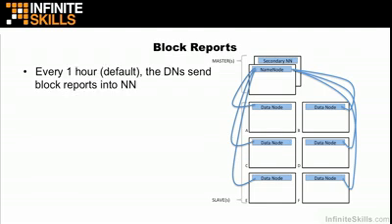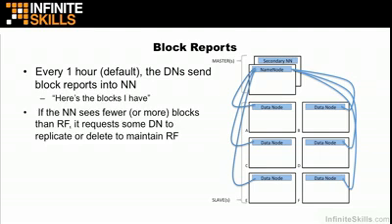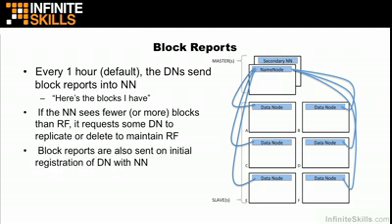The data nodes also send what are known as block reports every hour into the name node. These block reports say, hey name node, here are the blocks that I have. If the name node again sees fewer or more blocks than the replication factor, it asks another data node in the cluster to pull that block across the network from a data node that has it. This is obviously in order to maintain that replication factor. Block reports are also sent on initial registration of a data node with the name node. This means that when we restart the name node, the data nodes will automatically send a block report, so the name node doesn't have to wait that 1-hour period before it has a picture of the file system.